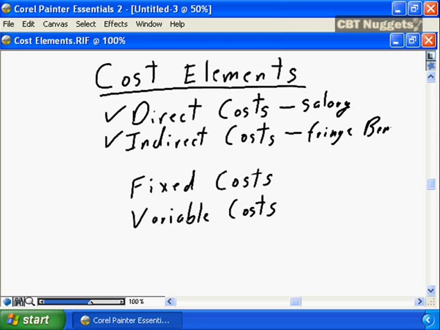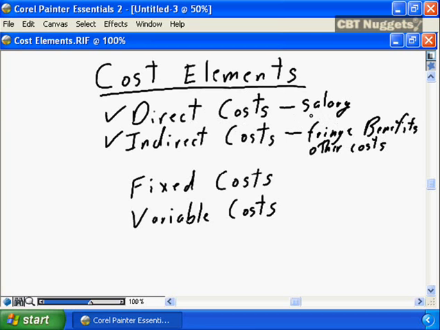It may be their insurance premiums. It may be the space allocated for their desk. It may be the charges from the telephone company for their phone. It may be other costs directly related to the employee but not considered to be direct costs.